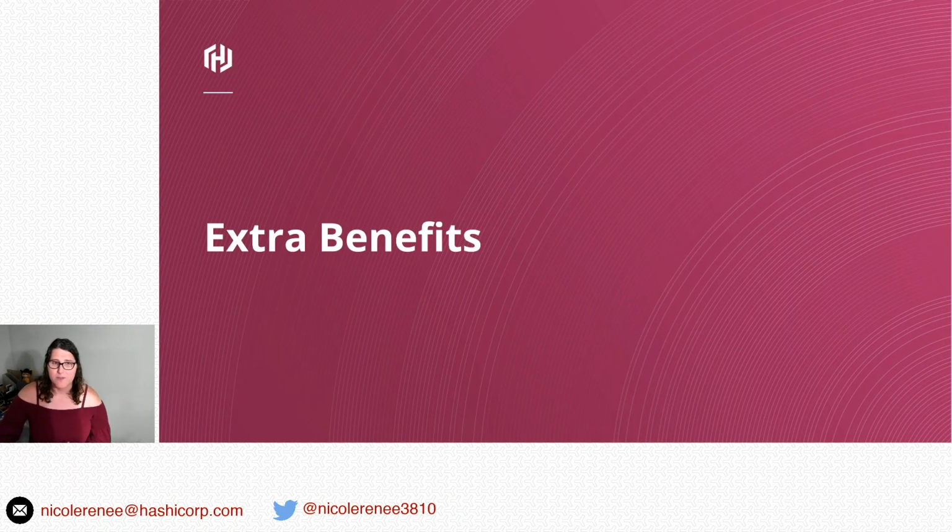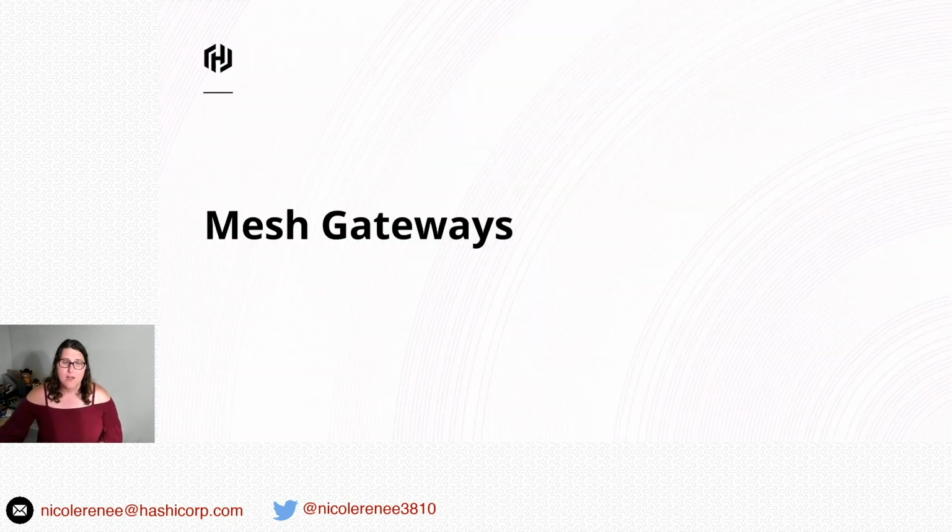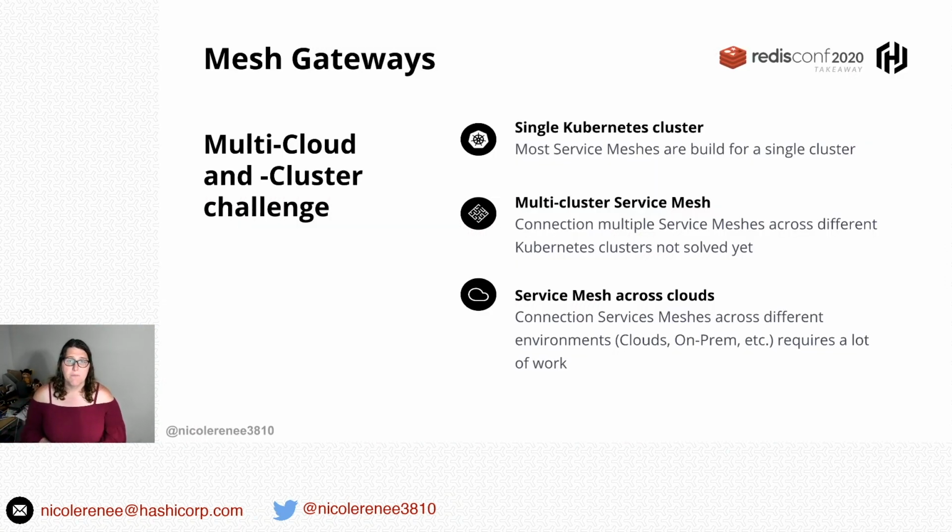So what are some extra benefits we can get with this? My personal favorite benefit that you can get as you start to deploy Consul Connect to get service meshes running is our mesh gateways. So what are mesh gateways? These allow you to actually expand your service mesh across numerous environments. Most service meshes are built to run within a single cluster. Actually, most service meshes are built to run within a single Kubernetes cluster, I would say.